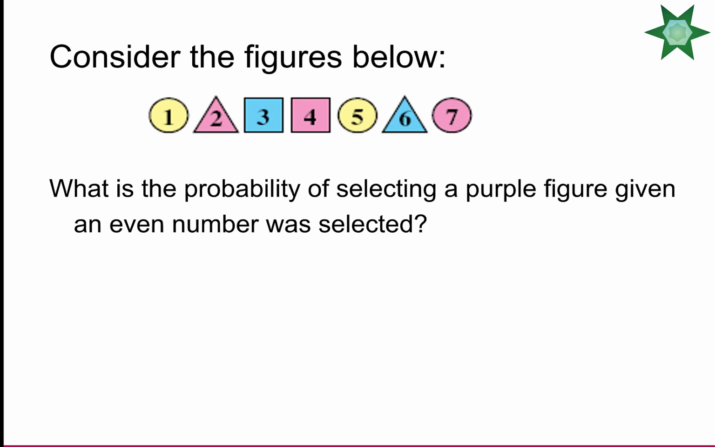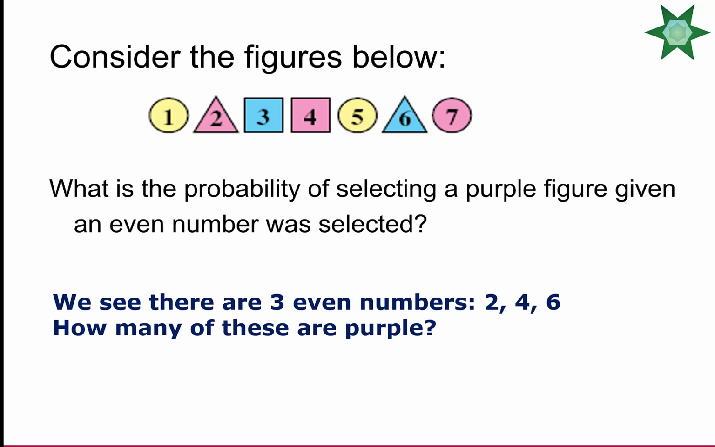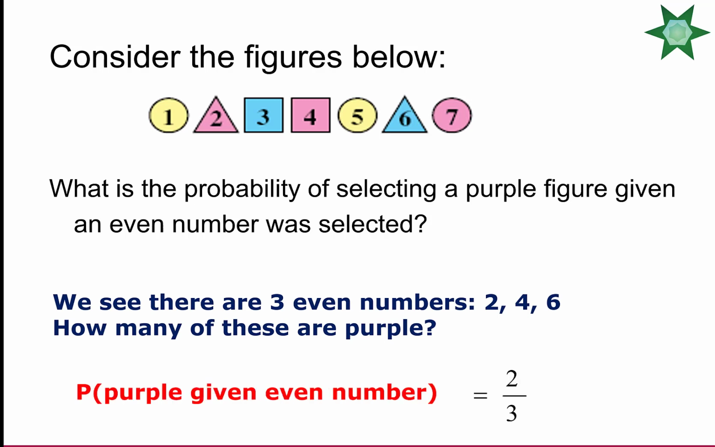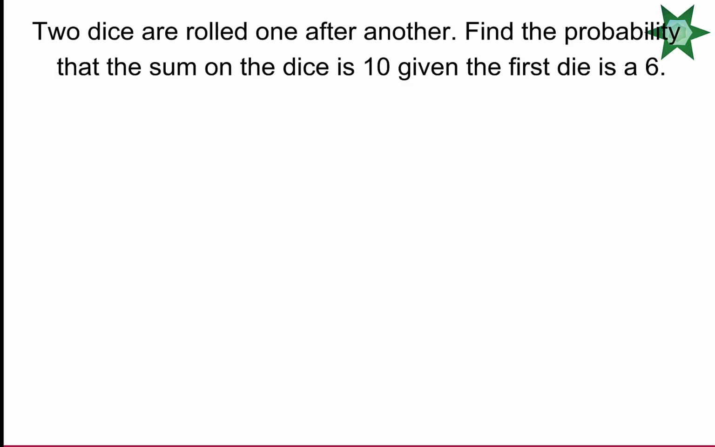Consider the figures below. What is the probability of selecting a purple figure given an even number was selected? So how many even numbers do we see? There's 3, 2, 4, and 6. And how many of those are purple? 2. So the probability of purple given an even number is 2 over 3.